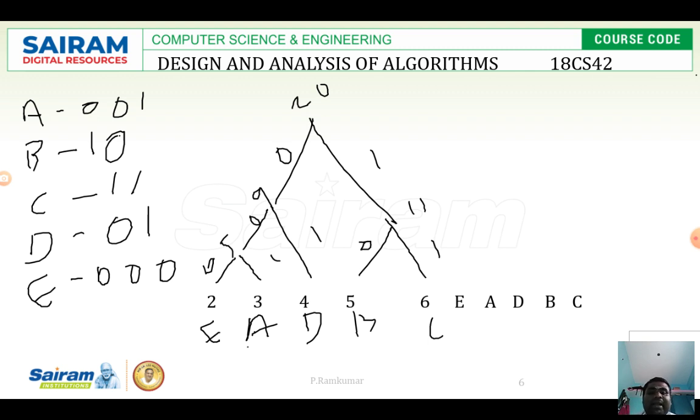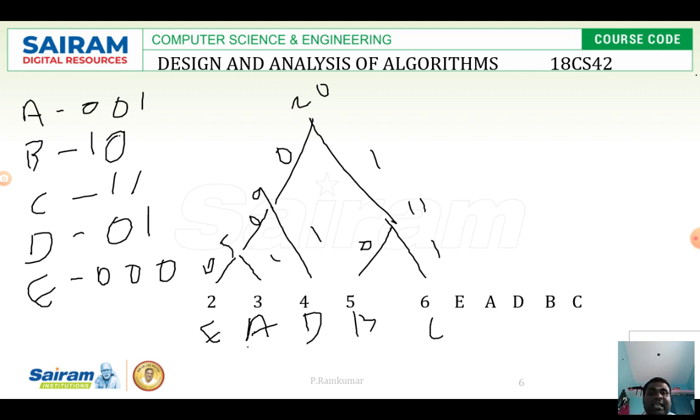Next I have to combine. I have to think about the next minimum 2 values. So when I compare 9, 5, 6, 5 and 6 are the minimum 2 values. So I'll join together 5 and 6. I'll have 11. Then next I'll compare 9 and 11. Combine 11 and 9. I'll have 20.